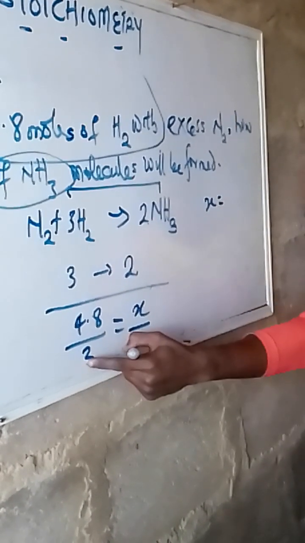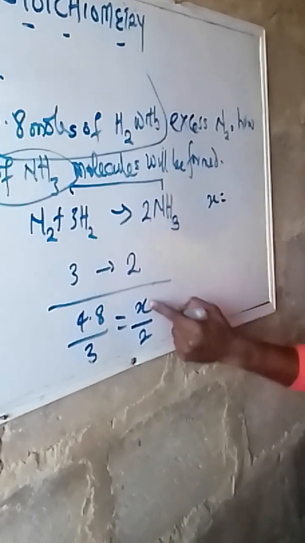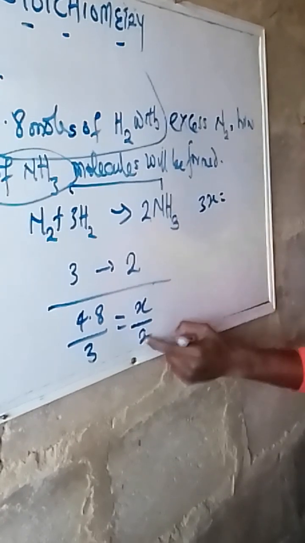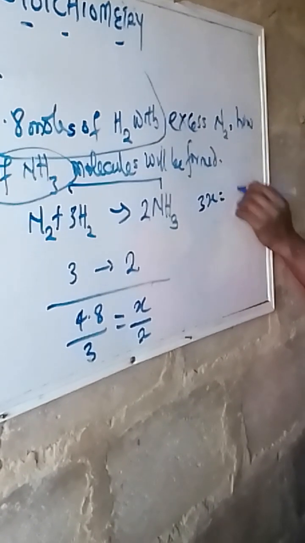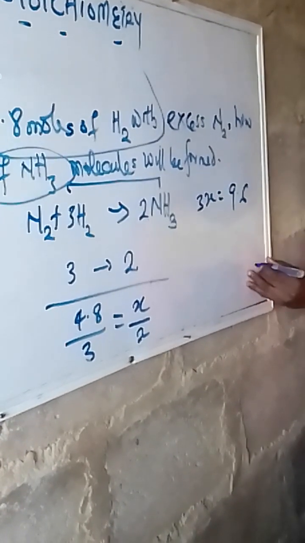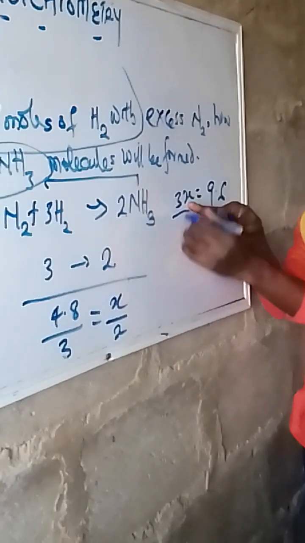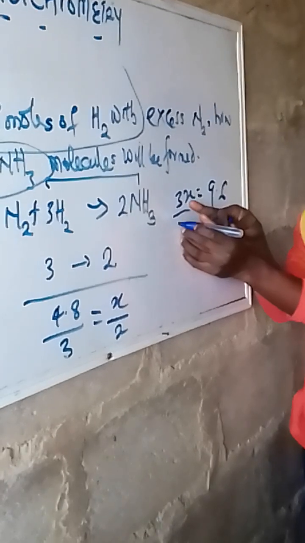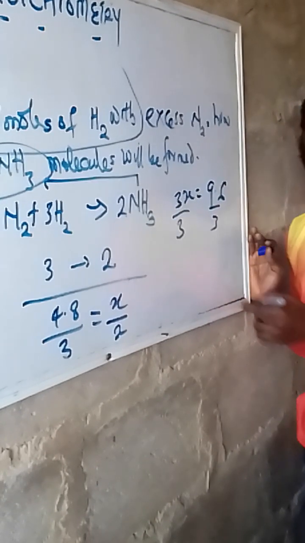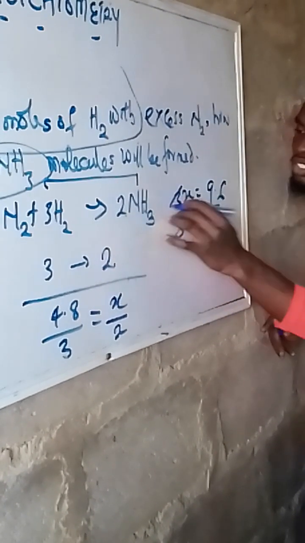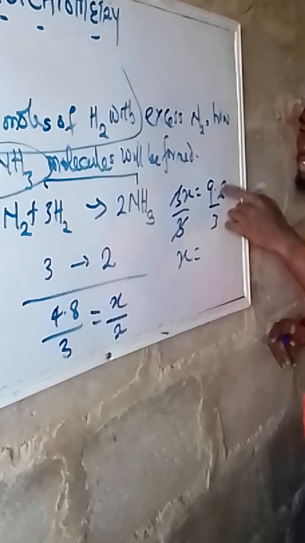This is facing this. S times this will give us 3S. This times this will give us 9.6. Are we in together? Now, what are we going to do to get this one? Divide through by the coefficient that this S is having, 3 divided by 3. This settles this. What are we left with? 9.6 divided by 3.